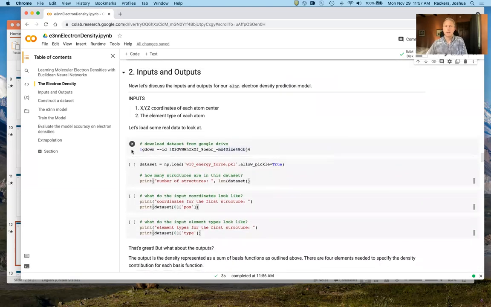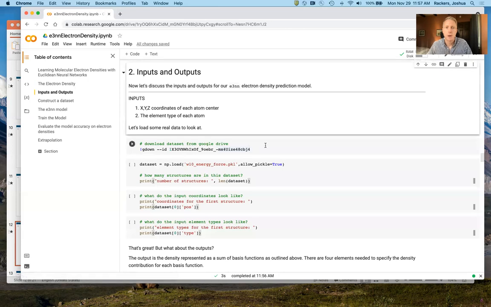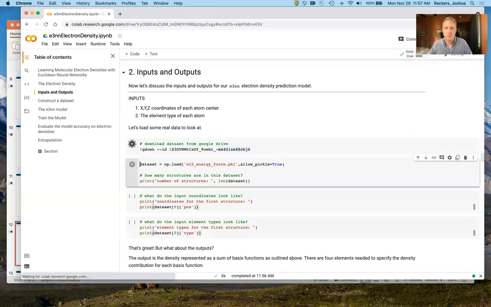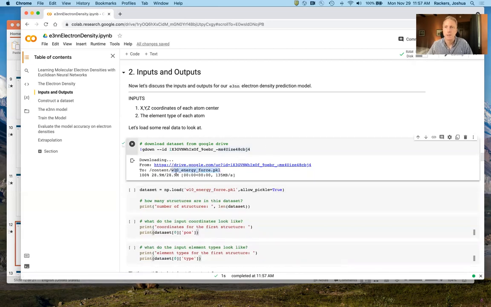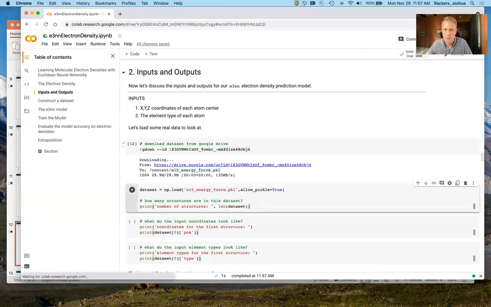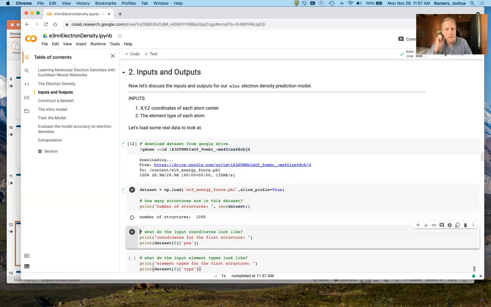So let's look at that. Let's look at some real data. Let's talk about what the inputs and the outputs of an e3nn electron density model are going to be. So let's go ahead and download a data set from my Google Drive. And this data set is called the W10 data set. So these are all, I think 1,000. Let's check here. Yep, 1,000 structures, different structures of 10 water molecules in varying different arrangements.